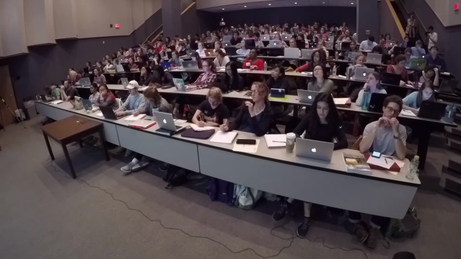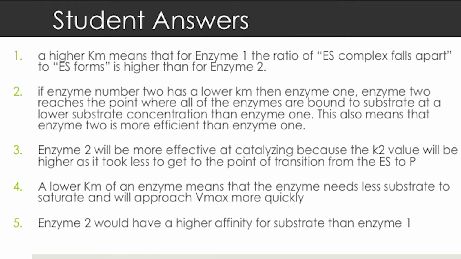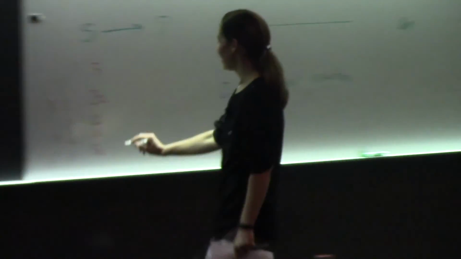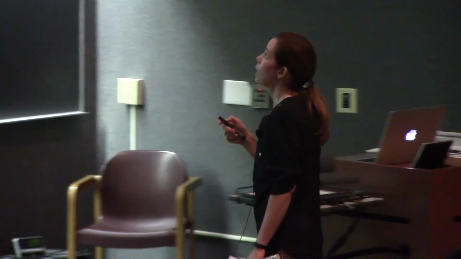All right, number 3. Enzyme 2 will be more effective at catalyzing because the K2 value will be higher. That's wrong. That's just wrong, okay? All right. That one's no good. And then what about number 1? Not many of you like this. A higher Km means that for enzyme 1, so it's the one with the higher Km, the ratio of ES complex falls apart to ES forms is higher.